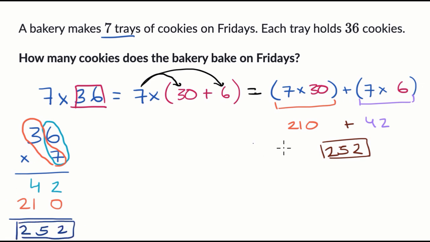And it's interesting to see, it's really just different ways of writing the same thing. I really did 7 times 30 plus 7 times 6.